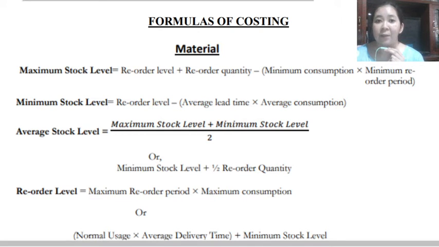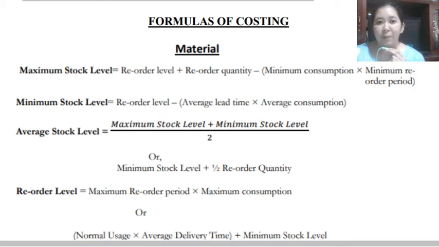Then we will deduct from there the average lead time. When we say lead time, this is the time when the entity placed their order until the time that they receive the order. That is lead time. And then multiply it with the average consumption. So average consumption is the total amount of consumption or inventory that are sold divided by the number of days in their accounting period in which they consume or sell their inventory.